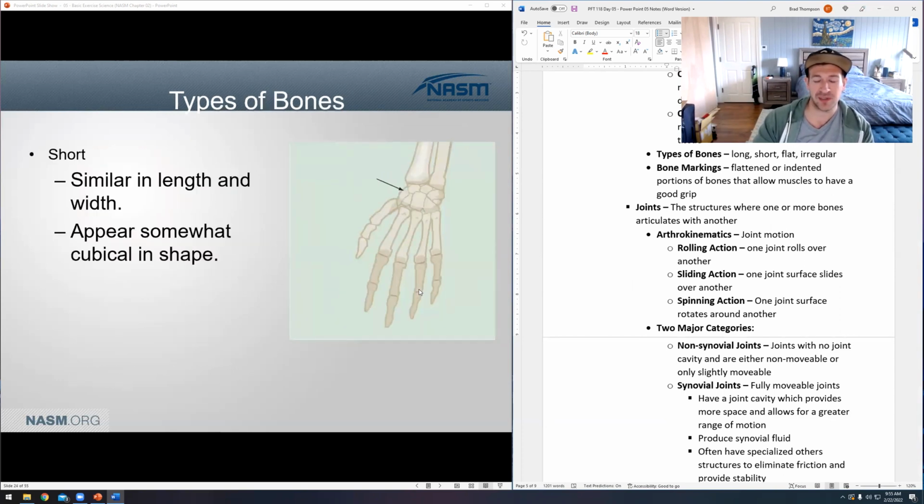We got short bones, which are sometimes called cuboid bones. These tend to be a little bit shorter and similar. Like the carpals of your hand, for instance, are a good example of this. They tend to be kind of cube-shaped bones, like in your ankle.